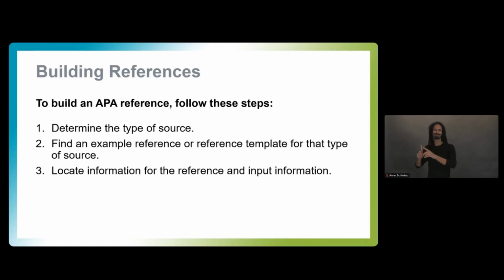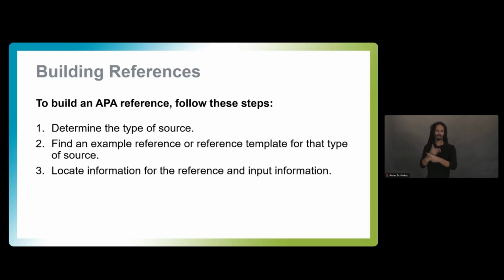Before starting to build a reference, you must figure out what type of source of information you're referencing so that you can put the information correctly in your reference entry. Types of sources include things like YouTube videos, podcasts, books, magazines, journal articles, websites. There's a wide range of source types and they have slightly different formats according to APA for their reference entries.